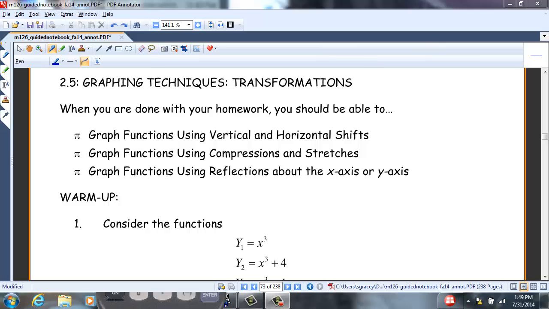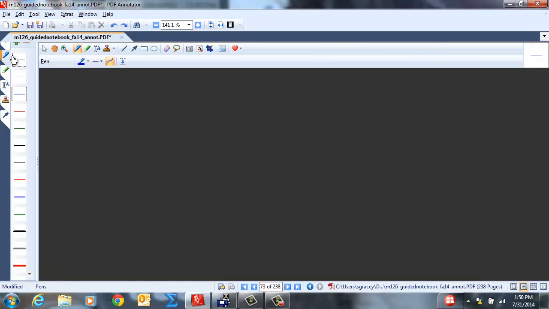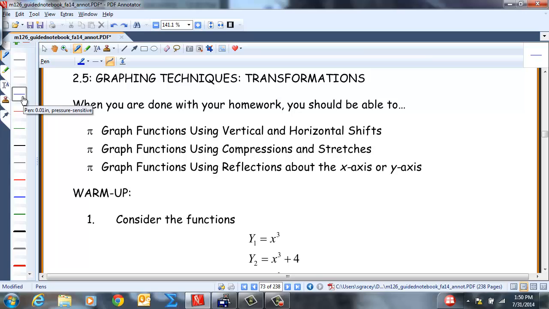We are in section 2.5 from Sullivan and Sullivan's text entitled Precalculus Enhanced with Graphing Utilities. Today we're going to be discussing graphing techniques using transformations. So this is the stuff we'll be learning. We'll go ahead and get started. We'll just do the warm-up together.